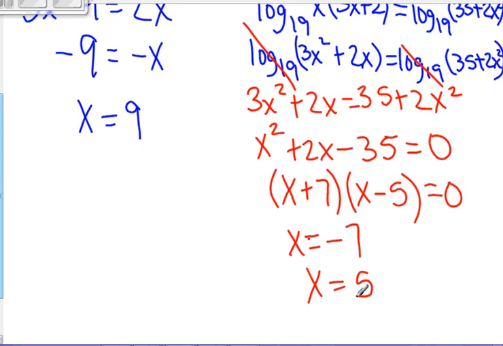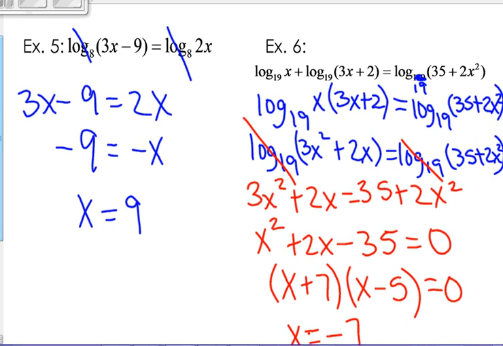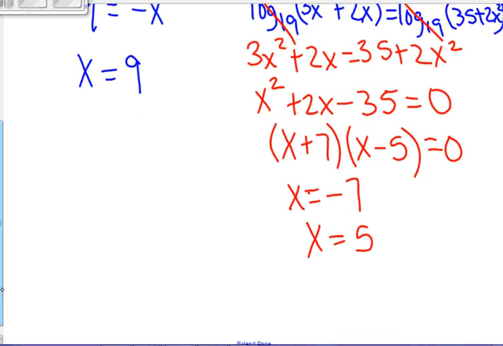So I'm going to take that negative 7, I'm going to come back up here, and I'm going to put it in here and see if it does anything that I don't want it to do. And it does. If I were to plug it into this piece here, we would get an error. I don't know why I put negative 17. My bad. We would get an error because we can't take a log of a negative. Okay? It's not in its domain. So negative 7 would be out, and our only answer there would be 5.